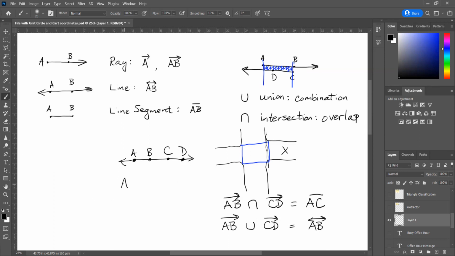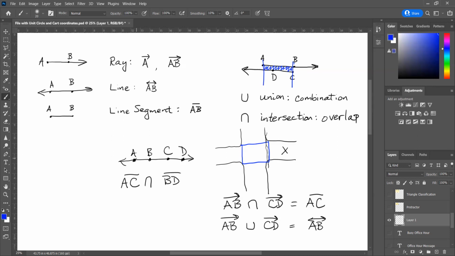So what would the... well, let's not do AB. Let's do AC intersected with BD. So let's see what we've got here.